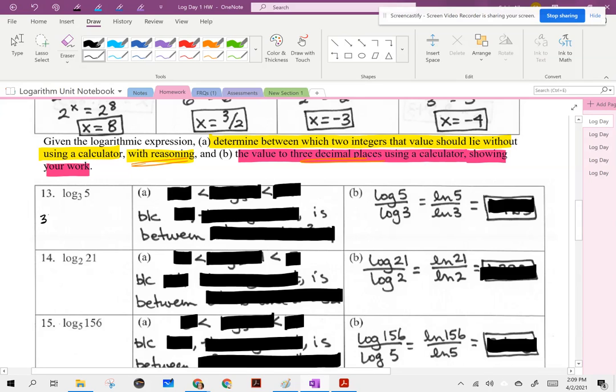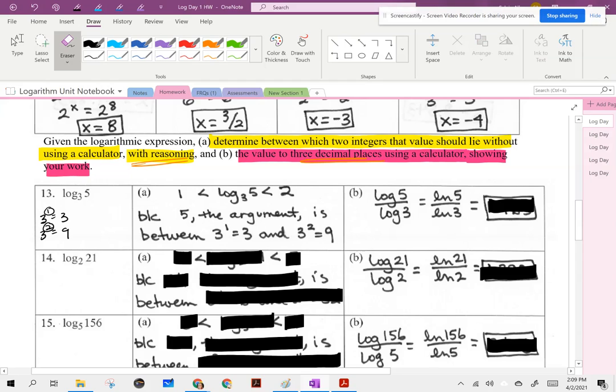So we know that 3 to the first is 3. And then 3 squared is 9. So we know that our number is going to be in between 1 and 2. So log base 3 of 5 is in between 1 and 2 because 5, which is the argument, is between 3 to the first, which is 3, and 3 squared, which is 9. And then we're using our calculators again to show our reasoning and our work. We know that log 5 over log 3 is the same as ln 5 over ln 3, and then that's going to give us 1.465.